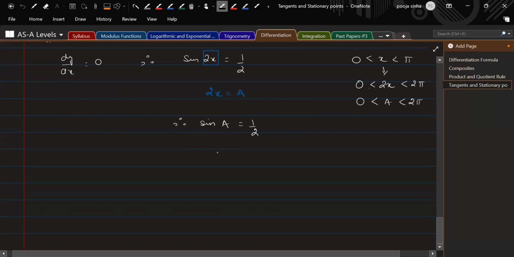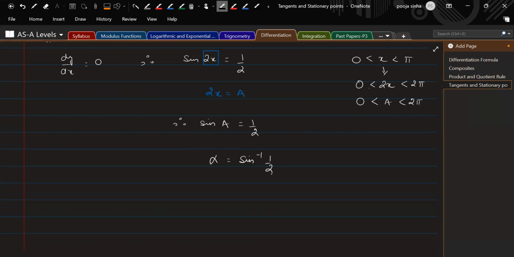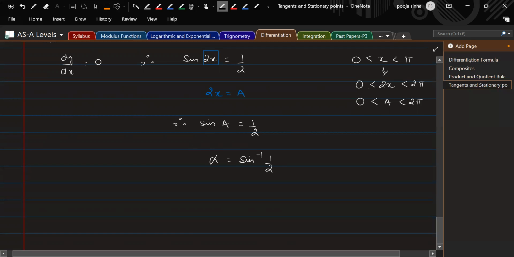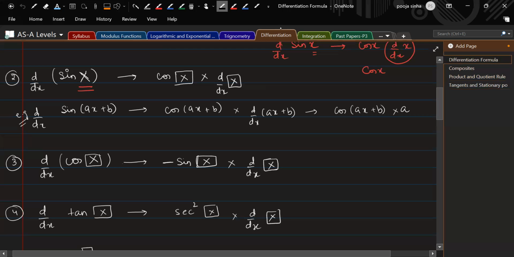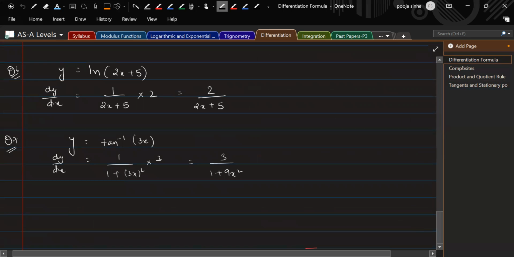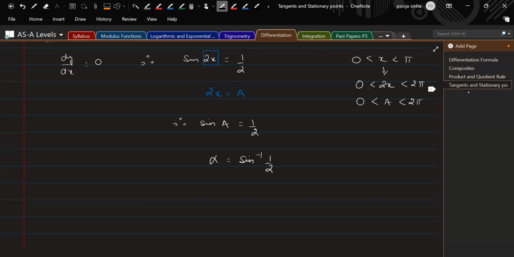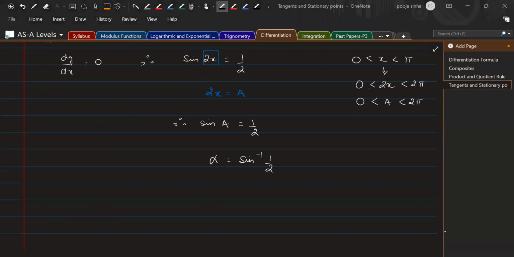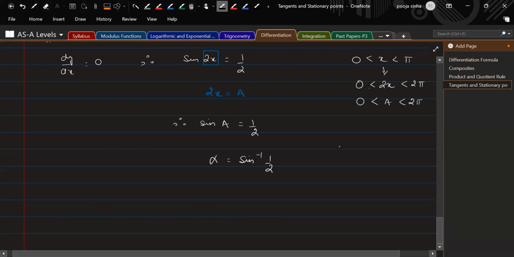First you tell me alpha. You must have done sin inverse of 1 upon 2, right? And it has to be in radians. Did I make you write that table with the values for 0, 30 degrees, 60 degrees? Over here it has to be in radians because that's what the range is also, so we will turn that into radians.